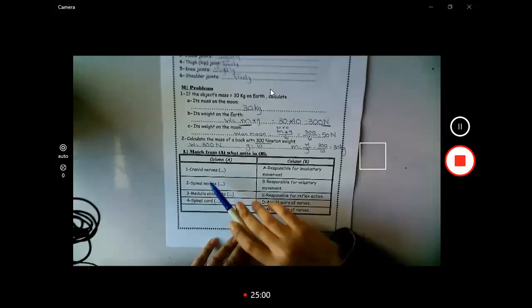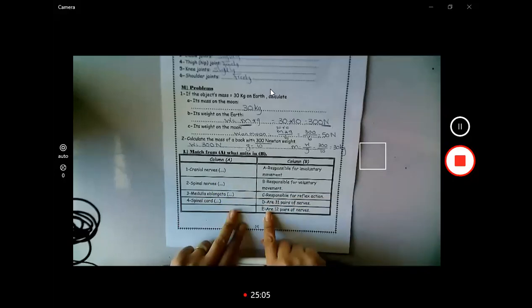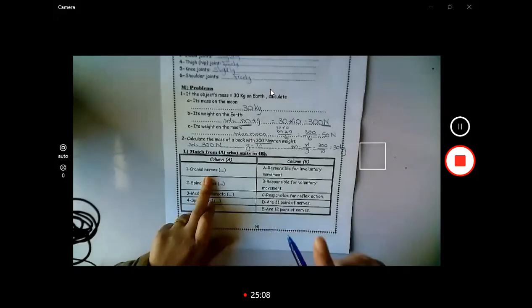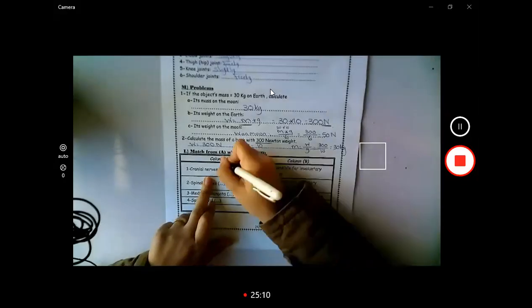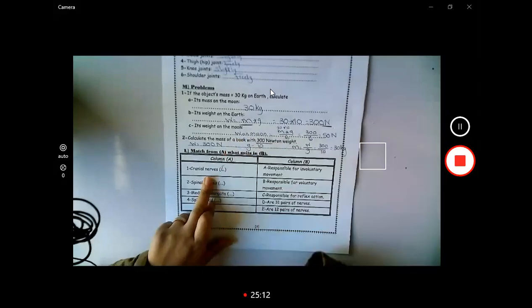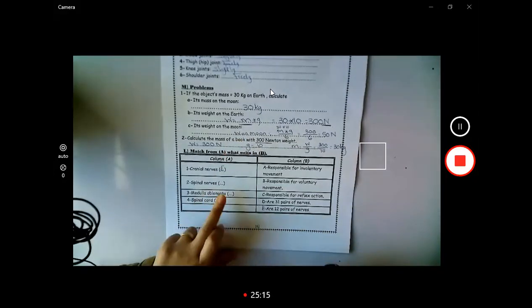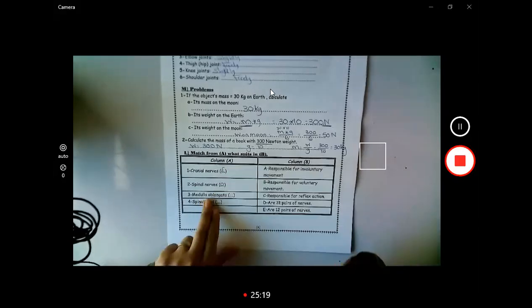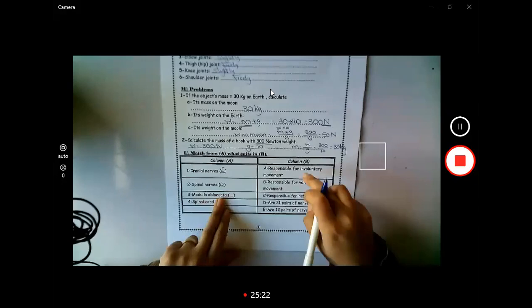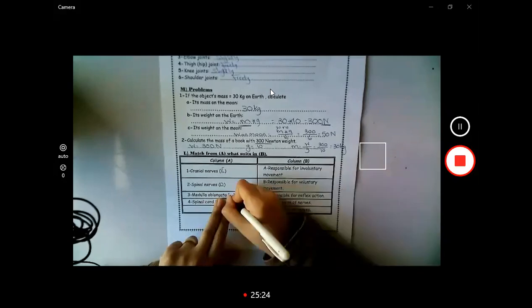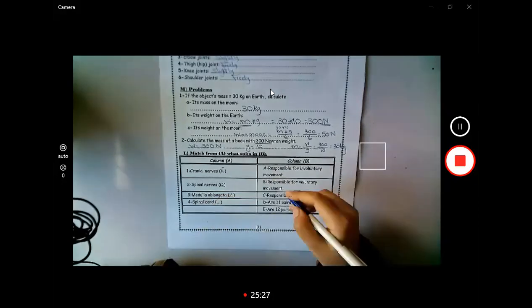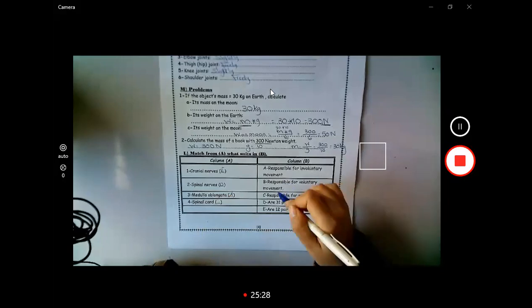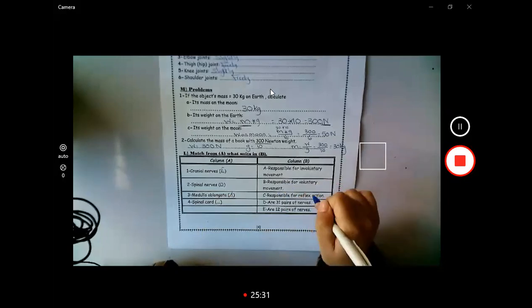Question number 1: cranial nerves مع مين؟ اوكي مع ايه؟ Cranial nerves are 12 pairs of nerves. E. Spinal nerves 31 pairs of nerves. D. Medulla oblongata is responsible for involuntary movement. A. Spinal cord. فاضل لنا B و C, responsible for voluntary movement or responsible for reflex action. Responsible for reflex action. Yes.